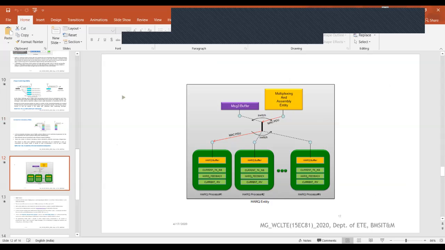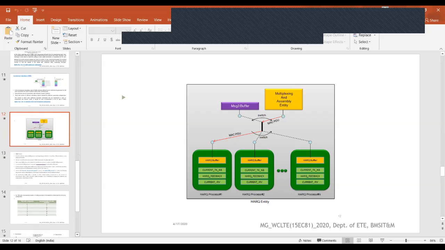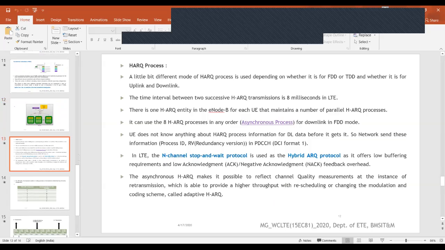So the multiplexing and assembly entity from this one. So each hybrid ARQ process has this. It has a buffer, right? And then this is the transmitting node, the current transmitting node. Then H-ARQ feedback. Then the incremental redundancy version, that packet will be sent back. So let me explain this in detail. So as I said, this hybrid ARQ process, right?